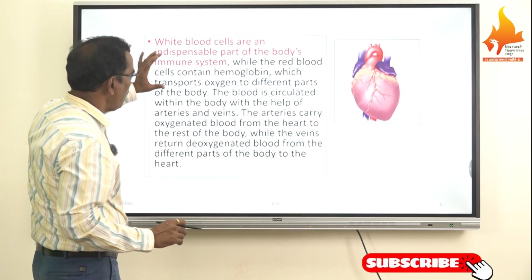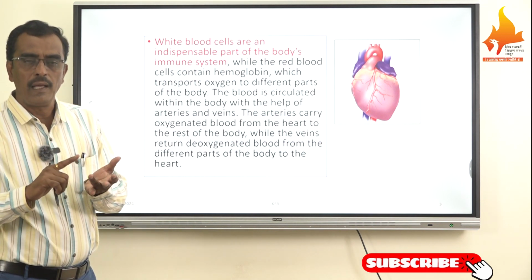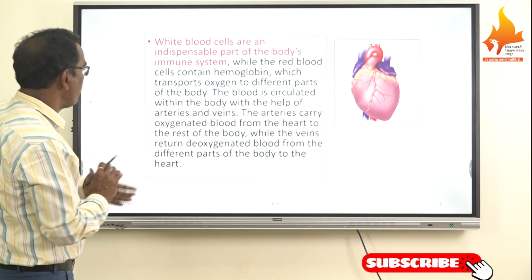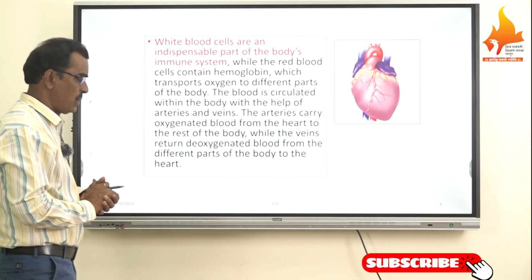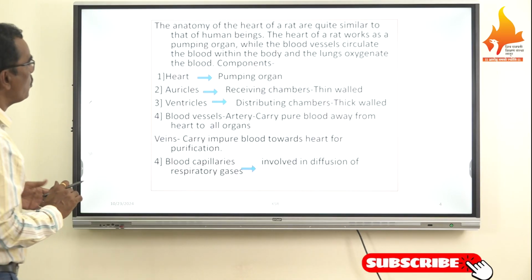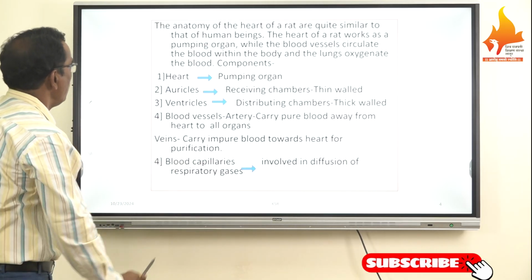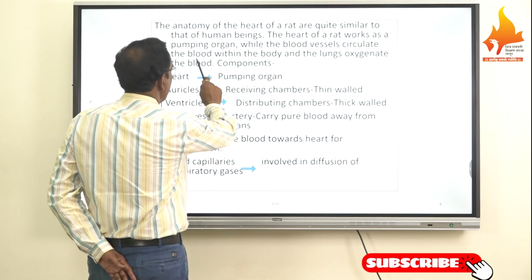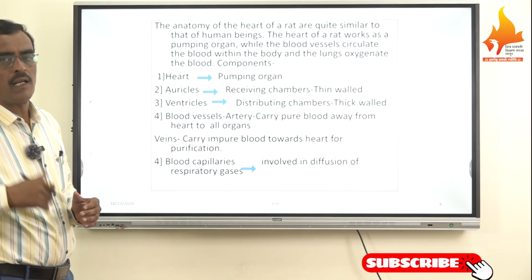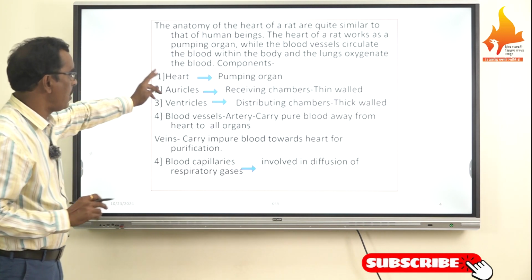So the heart has blood vessels, and the 4 chambers of the heart are present, and the blood is circulated within the body with the help of the arteries and veins. If you observe the heart anatomy, we come to know that the heart, as it is similar to the human being's heart, works as a pumping organ, and the blood vessels circulate the blood within the body, and the lungs oxygenate the blood, and that oxygenated blood is supplied to each and every part of the body. So the heart is a pumping organ or pump set.